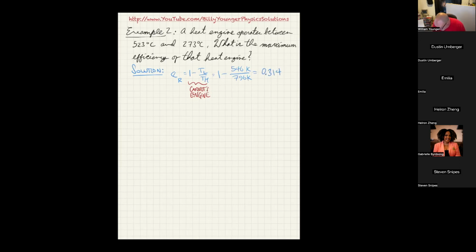And one extra sig fig will be one. So the maximum efficiency is about 31.4%. Notice I just moved the decimal two places to the right to get the actual efficiency. Any questions on that? Now, if you could actually either increase the T high or decrease the T low, you can make it more efficient, but just analyzing the math should convince you that what I just said was right. Let's look at example three now. Anybody have any questions on example two?